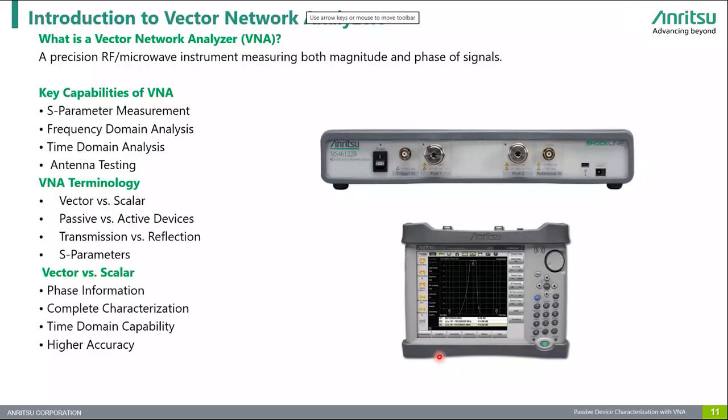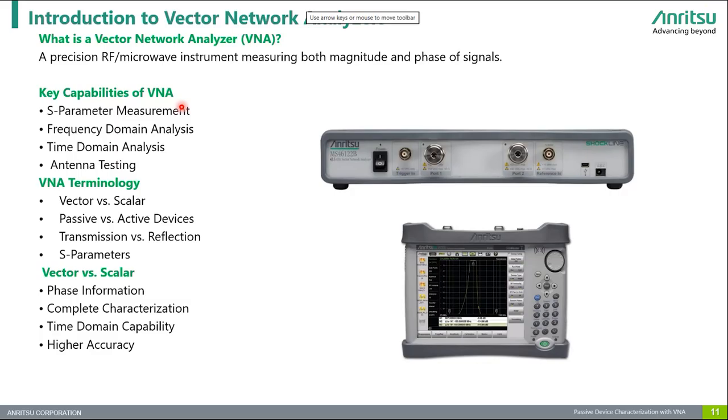Now we are giving the introduction to the vector network analyzer. The VNA is the core instrument used in RF and microwave testing. A VNA is a precision measurement tool that captures both the magnitude and phase of an RF signal. This dual capability of measuring magnitude and phase sets it apart from a scalar instrument, which measures only magnitude. The ability to measure phase is critical for understanding how signals behave in complex networks, especially at high frequencies.